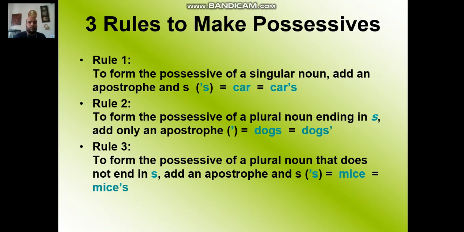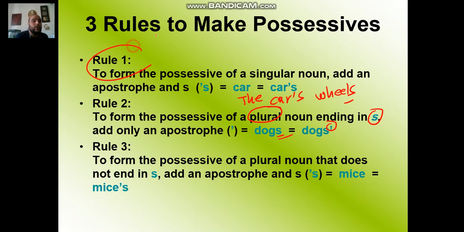Rules to make possessive. Rule number 1. To form the possessive of a singular noun, add an apostrophe and an s. Car, the car's wheels, for example. Rule number 2. To form the possessive of a plural noun ending in s, plural and ending in s, okay? 2 options. Add only an apostrophe. Dog or dogs, I already have an s. Just add an apostrophe. Rule number 3, which is the most important. To form the possessive of a plural noun that does not end in s, add an apostrophe and an s, just like rule number 1.